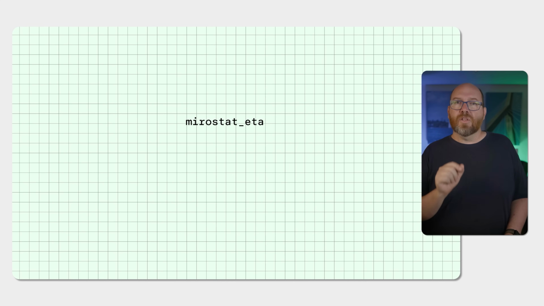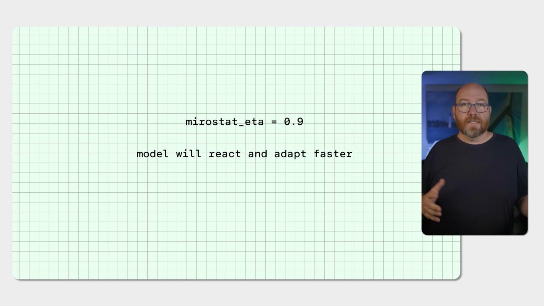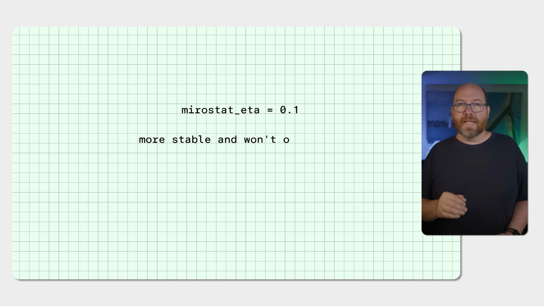Mirostat eta is the learning rate used. A higher rate means that the model will react and adapt faster than a slower rate. This means that if the model chooses a less probable token and eta is high, the model will continue to stick with the newer style of text. A low eta is more stable and less likely to overreact to temporary changes.